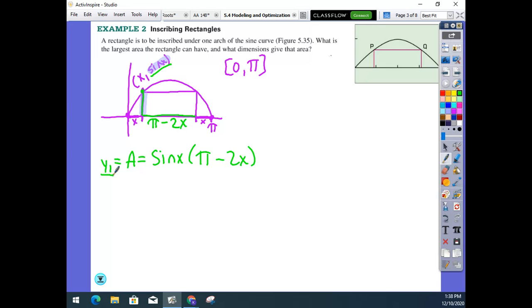Make sure your mode is in radians. It should always be in radians. Be really careful that you end it. We'll always put in a parenthesis here. End this parenthesis. Use the pi key, which is the second up arrow.